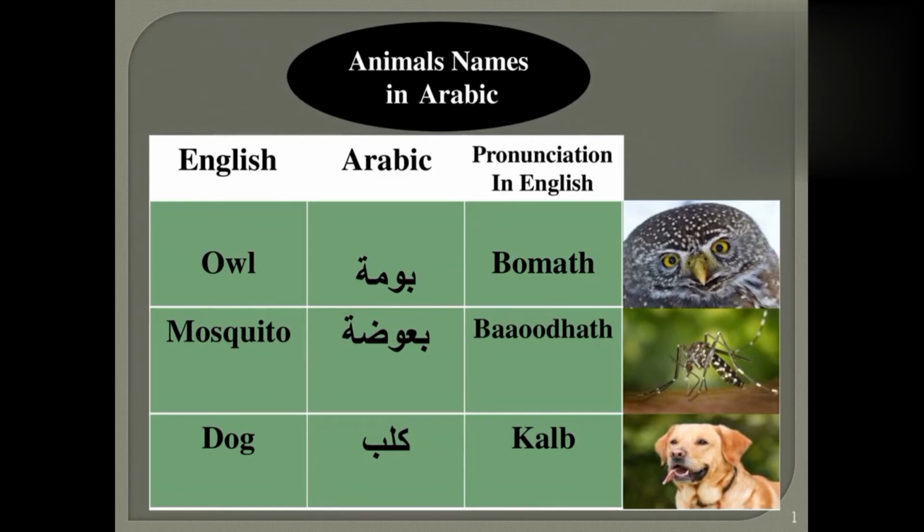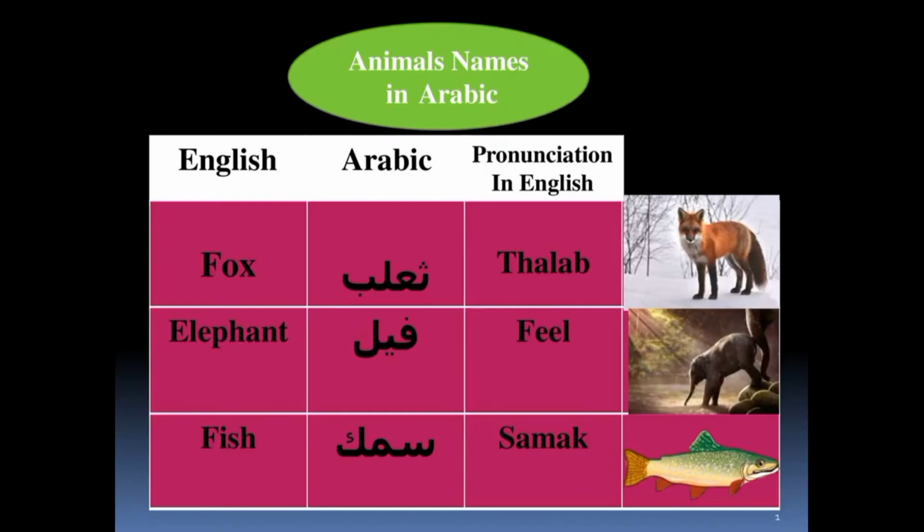For owl we use in Arabic buma. Buma means owl. Now see mosquito. For mosquito we use in Arabic ba'uda. Ba'uda means mosquito. Now see dog. For dog we use in Arabic kalb. Kalb means dog. Now see fox.